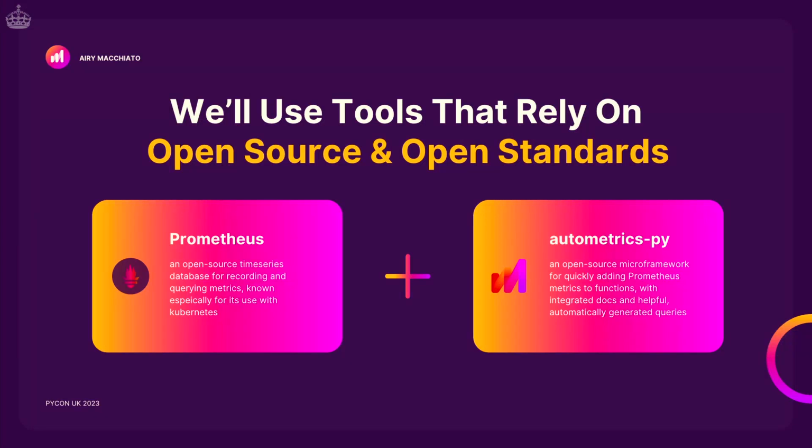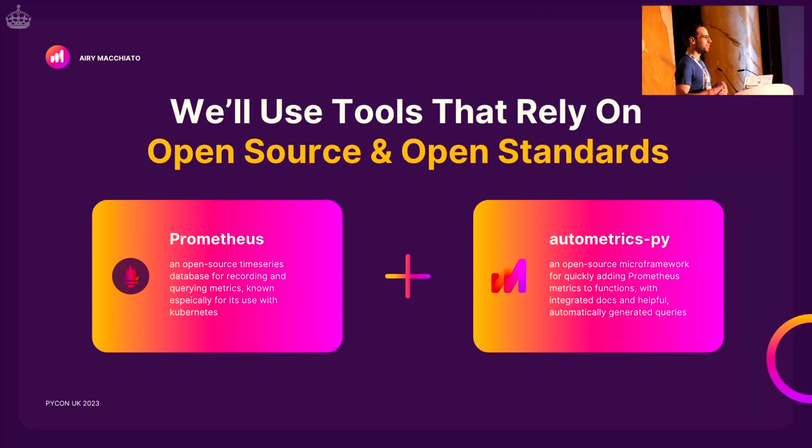Those tools are Prometheus, which is an open source time series database that's really well known for being associated with Kubernetes. If you're like me, you've probably heard of Prometheus, and you don't really know what it does. At least that was me until about a year ago. But we're going to clear that up today. And then on top of Prometheus, we're going to use a Python library called autometrics. This is a small framework that quickly adds function-level metrics to your code and does a lot of developer-friendly goodness along the way. Essentially, it eases the pain of working with Prometheus for developers.